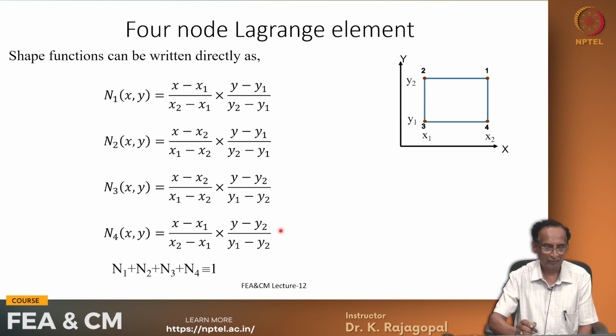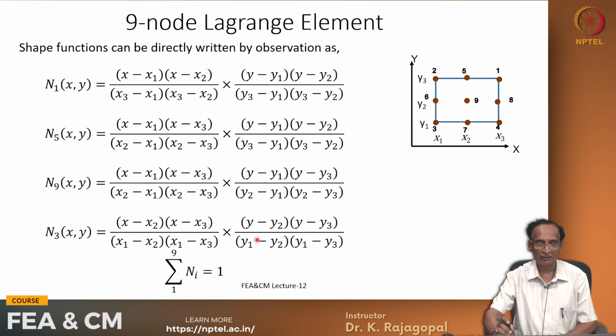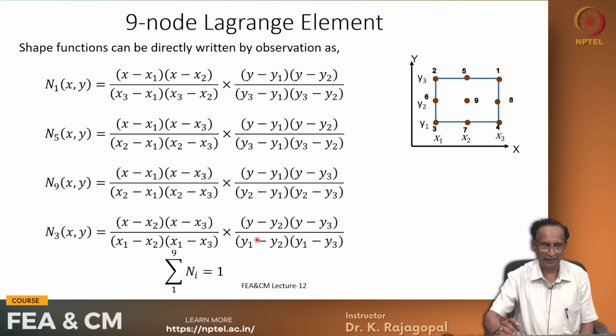Okay. And directly we have written the shape functions for all the nodes in the element, and if you look at the sum total of all the shape functions N 1 plus N 2 plus N 3 plus N 4, it will be exactly equal to 1. That you can check for yourself. And similarly, we can extend this procedure even for higher order elements.